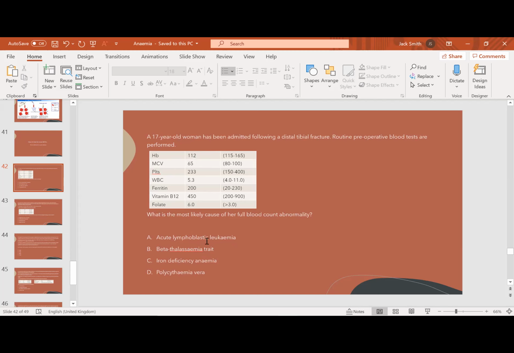What is the most likely diagnosis? So the question on leukemia. I'm going to tell you a little bit about how to work this out in just a second, but have a look, see if you can figure out which one it is.